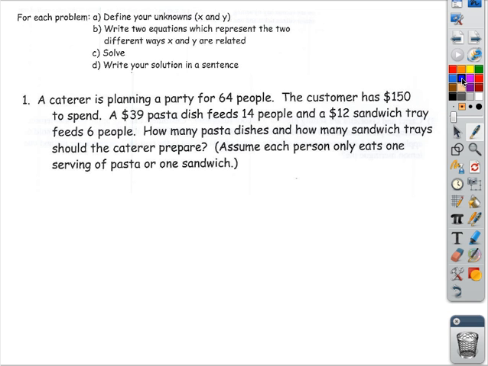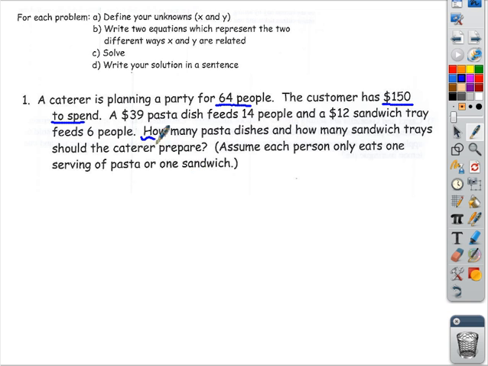So in this first problem, let's read it and then let's figure out what variables would make most sense. So a caterer is planning a party for 64 people. That sounds like a total to me. I'm going to underline that. The customer has $150 to spend. Looks like another total to me. A $39 pasta dish feeds 14 people, and a $12 sandwich dish feeds 6 people. How many pasta dishes and how many sandwich trays should the caterer prepare? All right, so we're going to assume that each person only eats 1 serving of pasta or 1 sandwich.